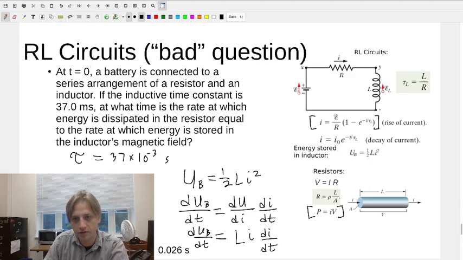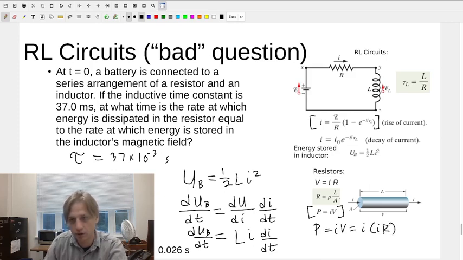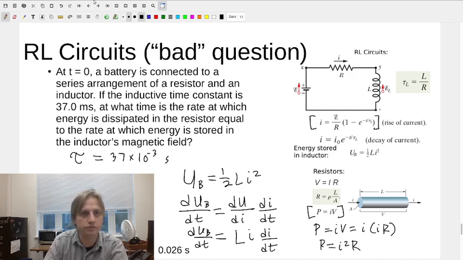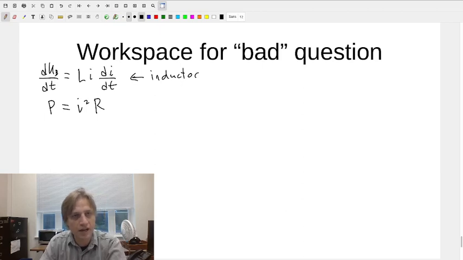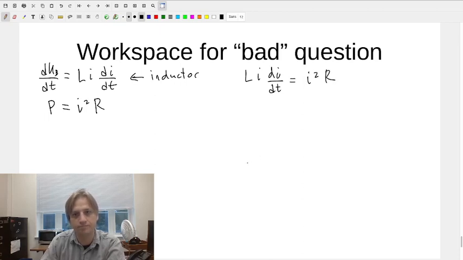Because V equals IR, I could also write this as P equals I times V, which is just going to be I times I R. So my P would be equal to I squared R. And the problem is asking, when do these two equal each other? So when does L I di/dt equal I squared times R?